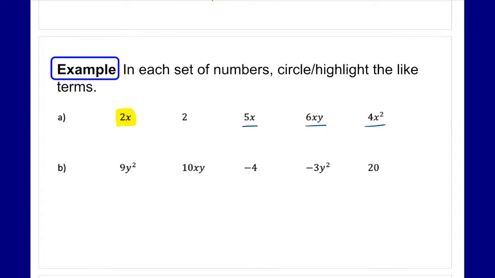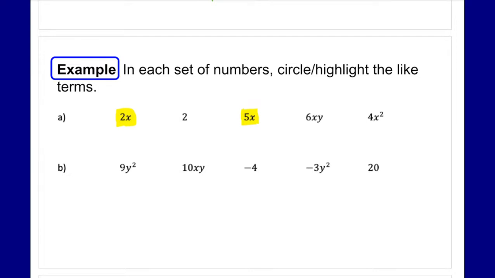In this case, though, it has to be exactly the same. So if the variable is x, then in the other terms, the variable has to be x and only x. So that takes out the last two, because this one with the 6 has xy, and in this one, we actually have x squared. So the exponent is not the same, so that one's not a like term. That means only 5x is a like term with 2x.